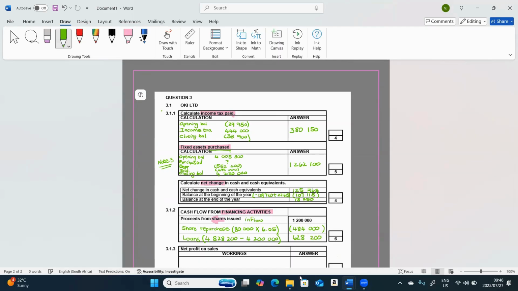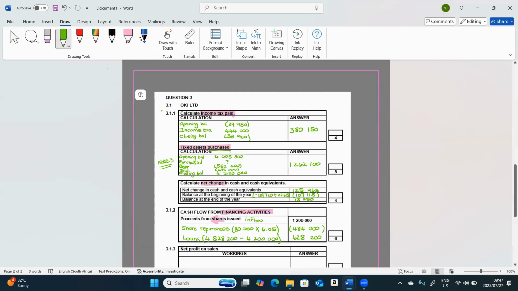628,200 Rand inflow. Okay, very important. So now you have all of your rows completed. Now for the total cash flow from financing activities, you just quickly add up all of your inflows and your outflows. So it will be the inflow of 1.2 million, less the outflow of 484,000, plus the inflow of 628,200 Rand. Okay. And then that will give you your cash flow from financing activities.